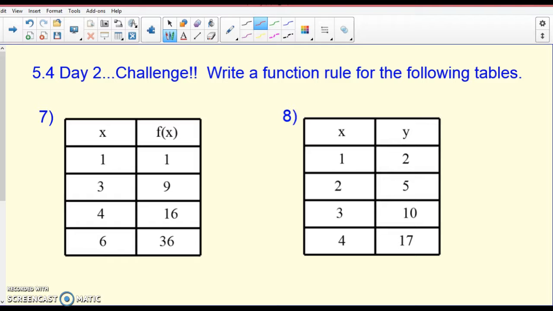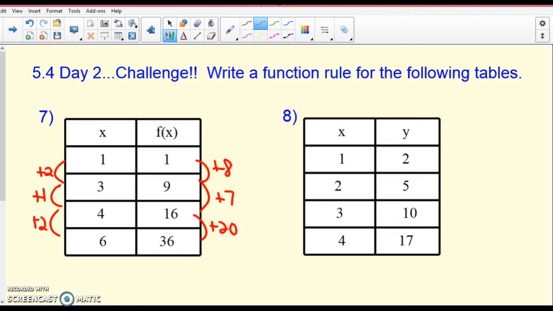So let's do our change in y. What are we doing to get from 1 to 9? We are adding 8. What are we doing to get from 9 to 16? We are adding 7. What are you doing from 16 to 36? We're adding 20. And then you go, what in the world is going on? Well, let's see. Maybe over here it'll sort itself out. What do we do from 1 to get to 3? We add 2. 3 to 4, we add 1. 4 to 6, we add 2. And now I go, what in the world?